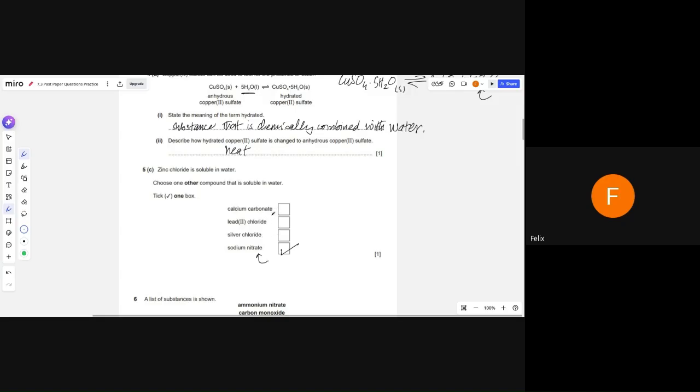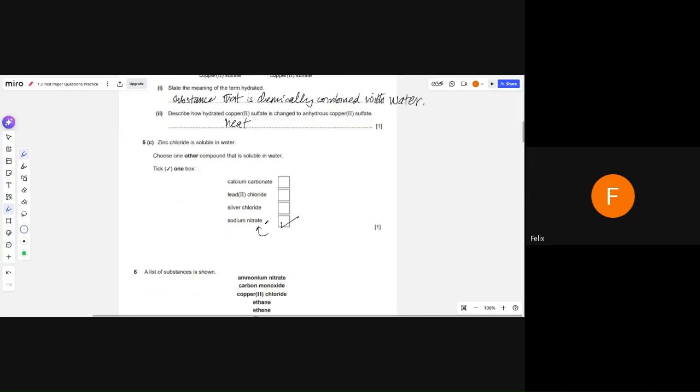So how do I know this? This is not some magic, but you have to memorize and learn the solubility rules, which have been discussed in the previous lesson. The link is given below in the description. So you should watch that video, develop your understanding, and then come back and answer these questions.